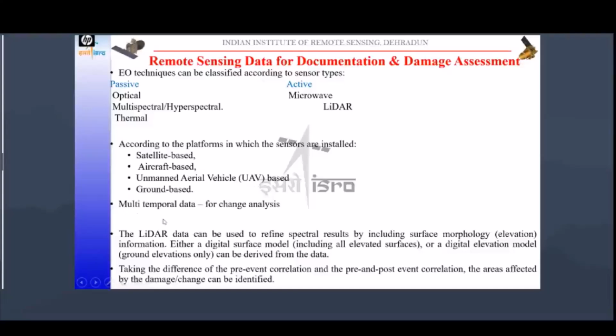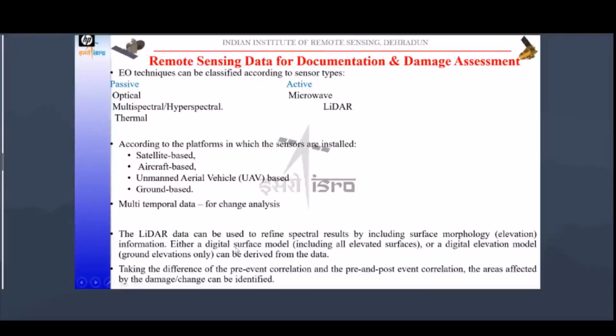We could also use multi-temporal data for doing change analysis. So we could monitor the structure over a period of time at various dates and see how it has changed, or how the anthropological activities are affecting the structure, or what imprints these are leaving on the landscape around it.